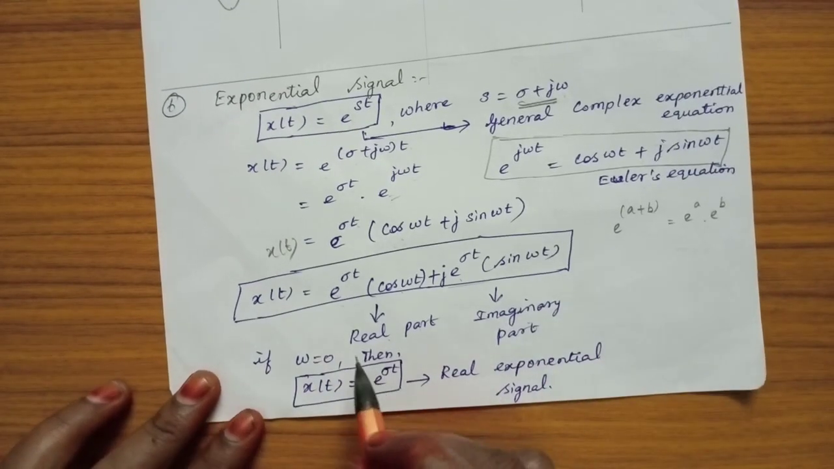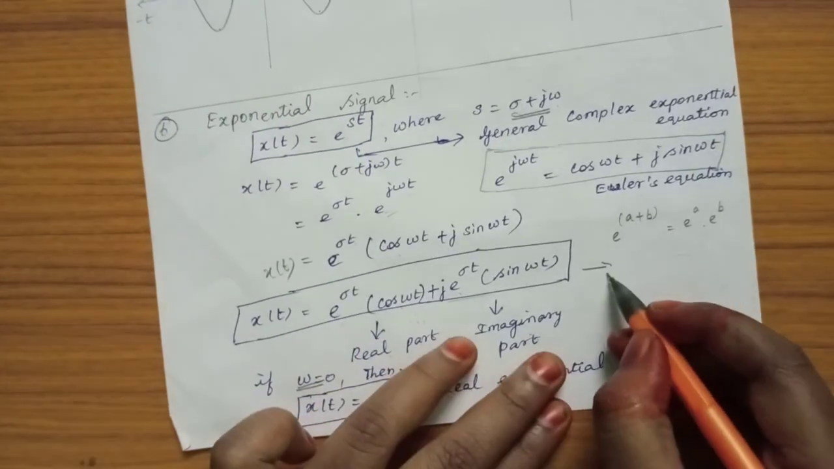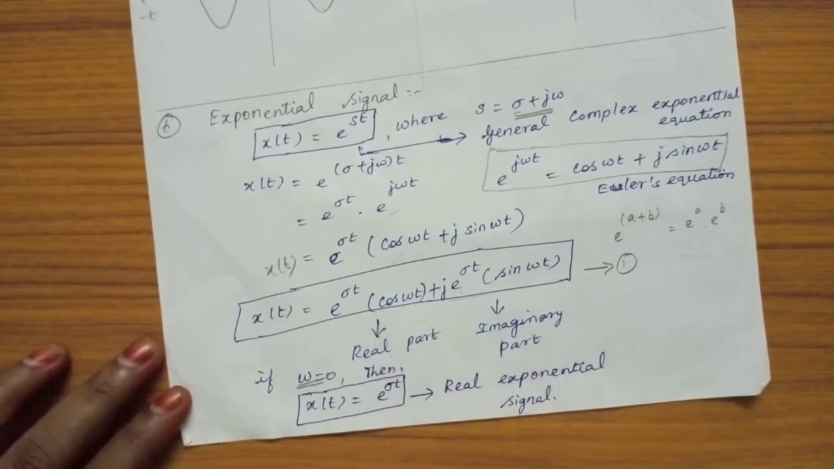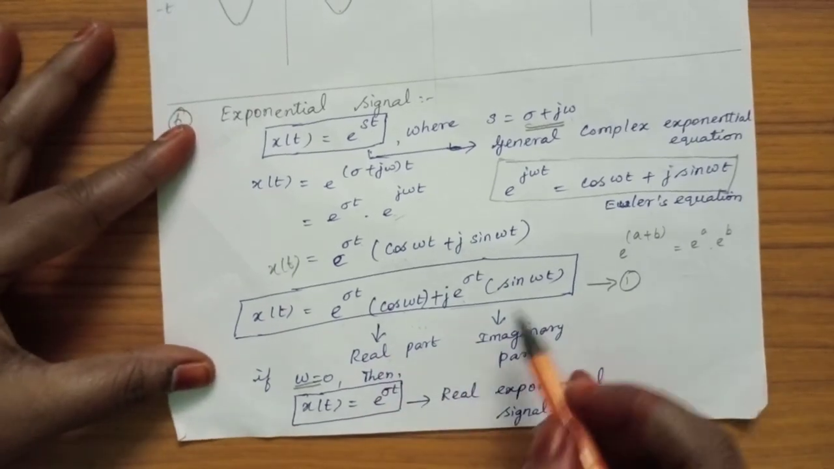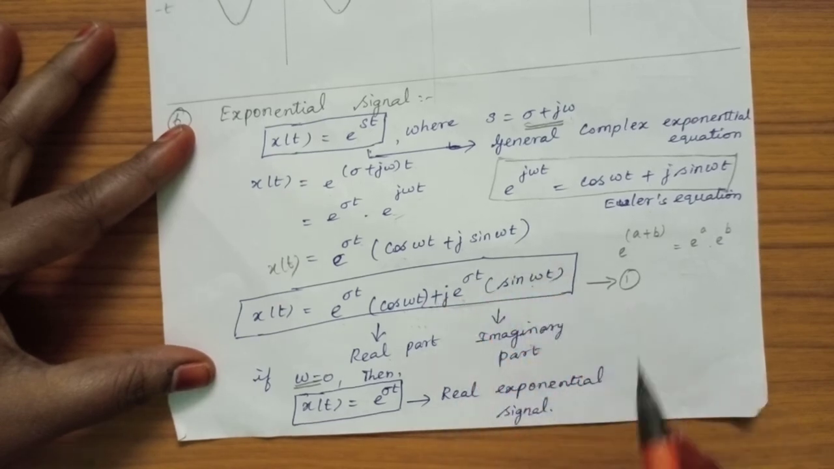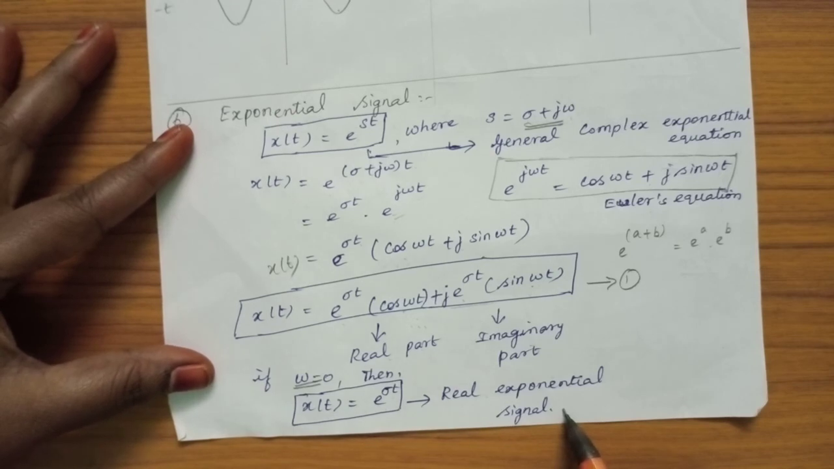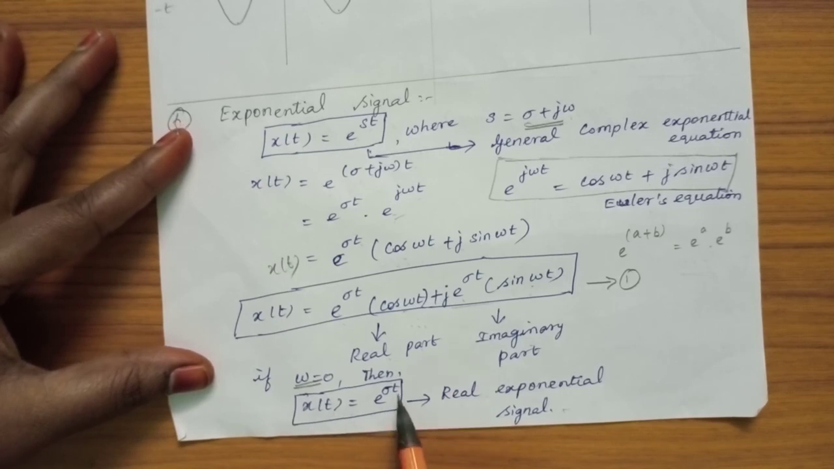Okay, so if I put omega equal to 0 in equation 1, so we will get, if I put omega equal to 0 here, sin 0 equal to 0. So the entire term will be 0. So there is no imaginary part. Okay, so here cos 0 equal to 1. So we will be getting x of t equal to e power sigma t. This is the real exponential signal. Okay, so if we put omega equal to 0, we will be getting real exponential signal, that is x of t equal to e power sigma t.